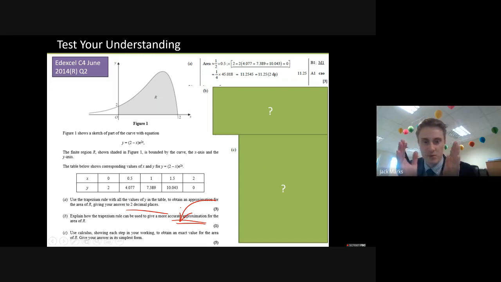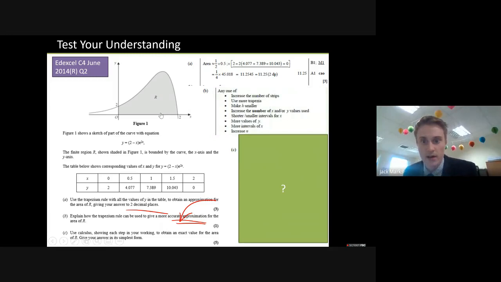So how can you make it more accurate? You can make the trapezia smaller or narrower. And all of these things basically mean the same thing. So increase the number, use more of them, make h smaller. Well, h will be smaller if you use more of them. So that's what all of those things there mean.